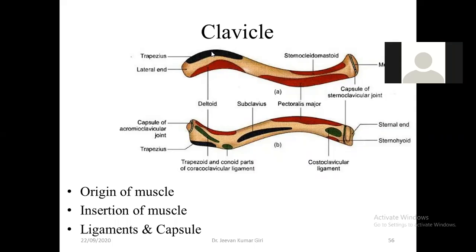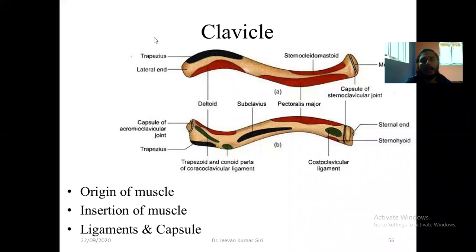You should know this. In the exam, a question like write about the clavicle or write a note on the clavicle may come. So you have to write the features of the clavicle, and along with the features, the muscles and attachments on the clavicle also.